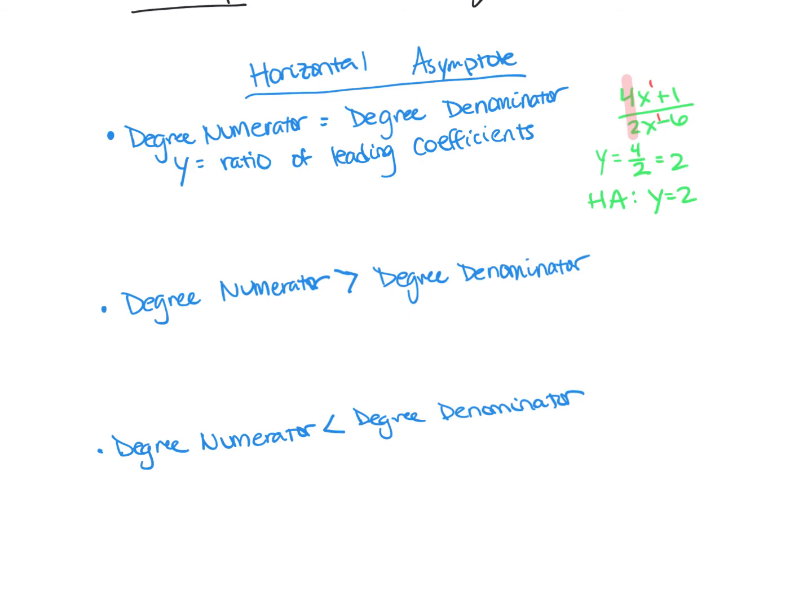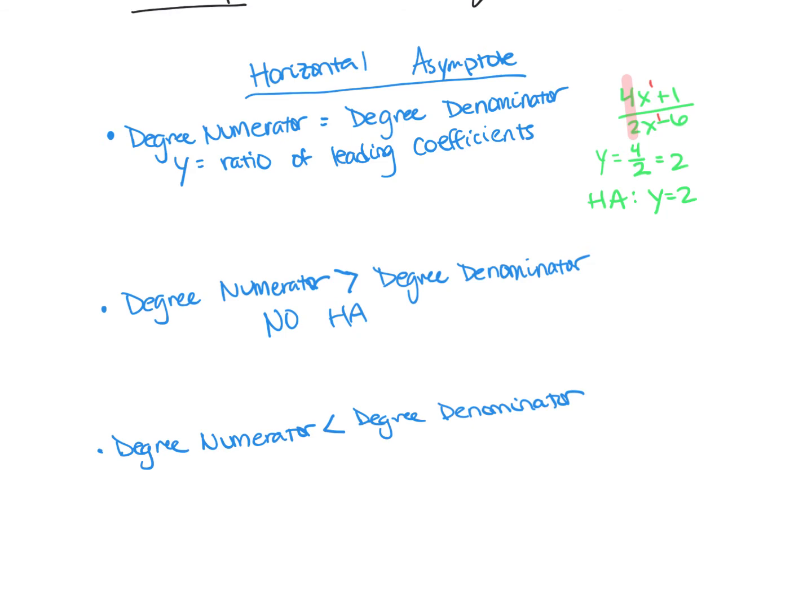The second situation is that if the degree of your numerator is greater than the degree of your denominator, then you have no horizontal asymptote. When we say no horizontal asymptote, you still have a type of asymptote. You're going to have a slant asymptote, but we have cut that from the material for this unit. So you can just say no horizontal asymptote.